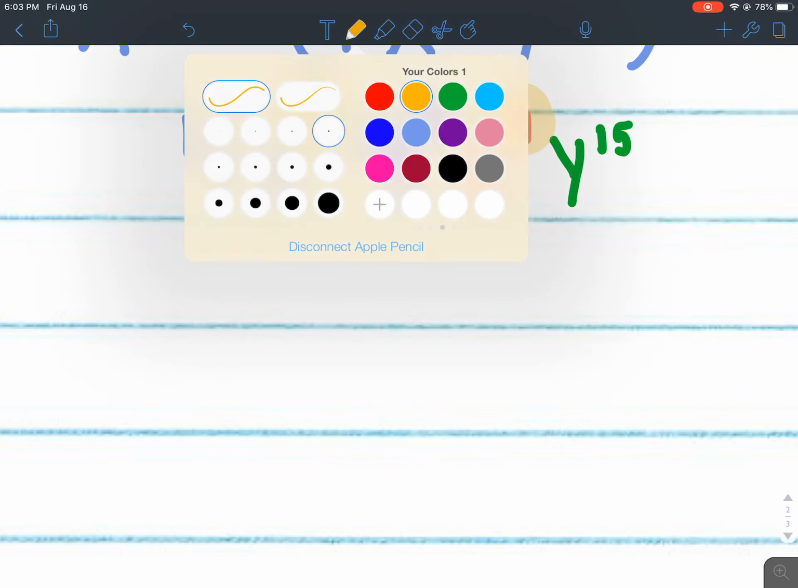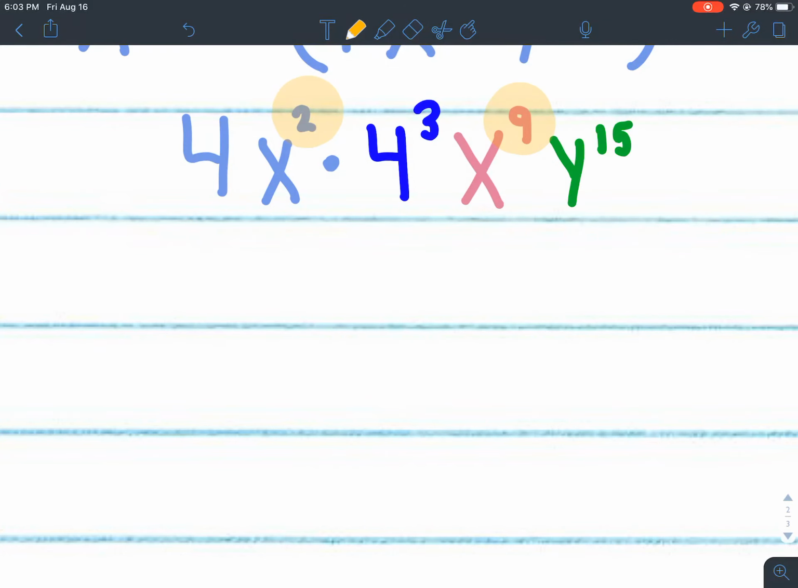So I have x's with the same base, right? And how many x's do I have? Remember, there's technically 2 here and there's 9 here. So I have actually 11 x's being multiplied together. And then I'm going to copy everything else down.